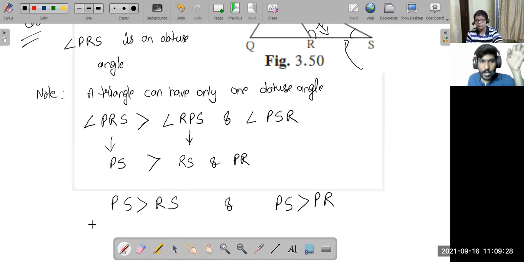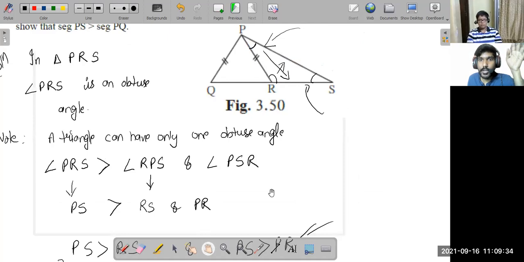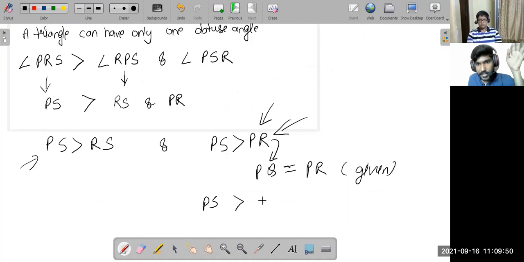Yes, sir. Okay, now for our proof, we don't need this, we require this. Now in the question, it is given PQ and PR are equal to each other. This is given. So here, in place of PR, substitute PQ. So PS is greater than PQ. Understood?